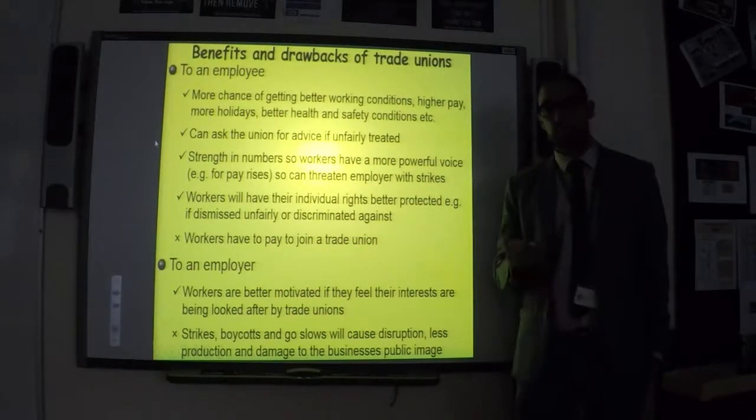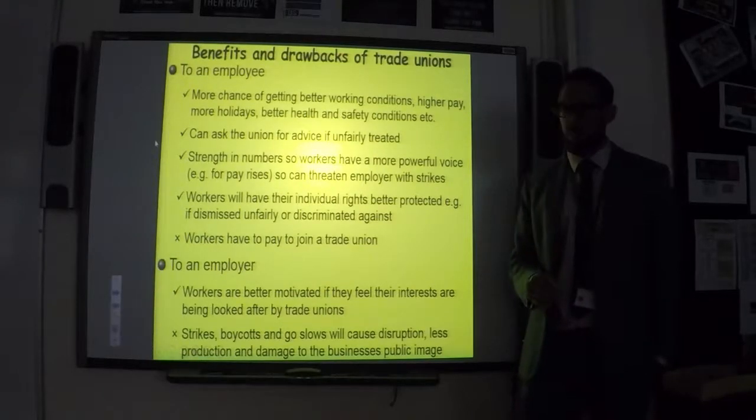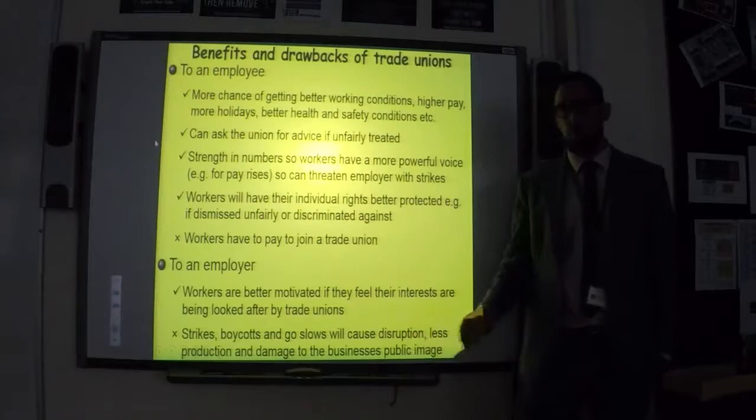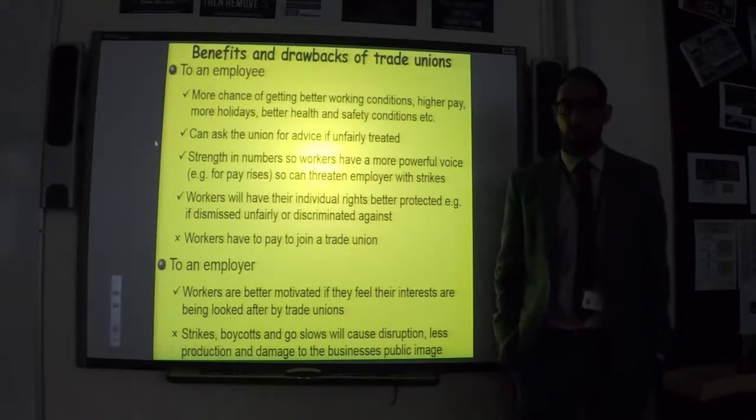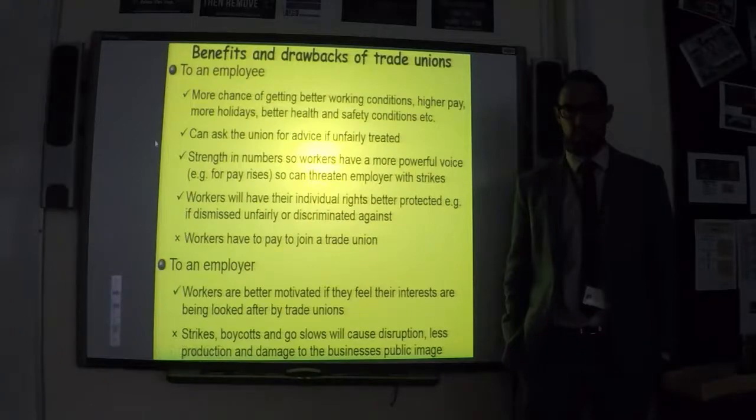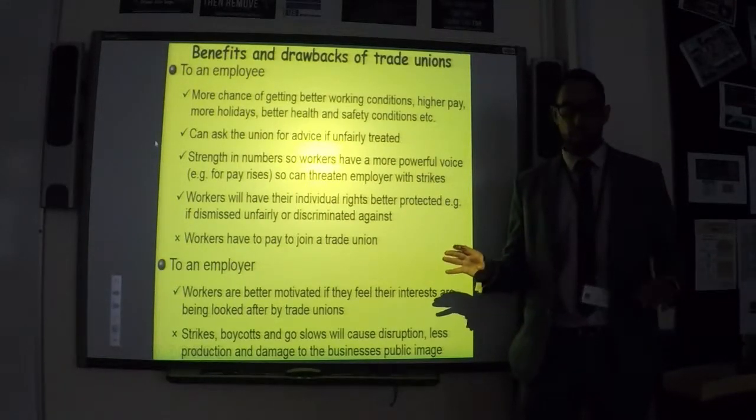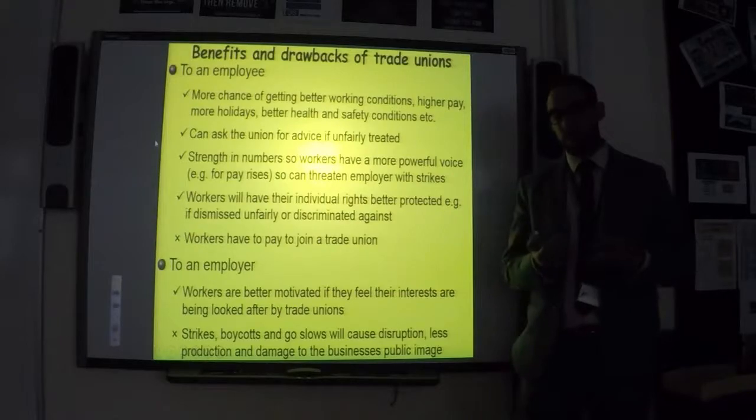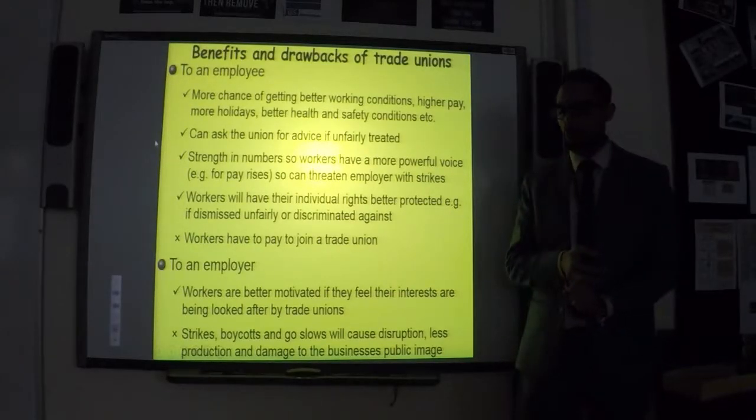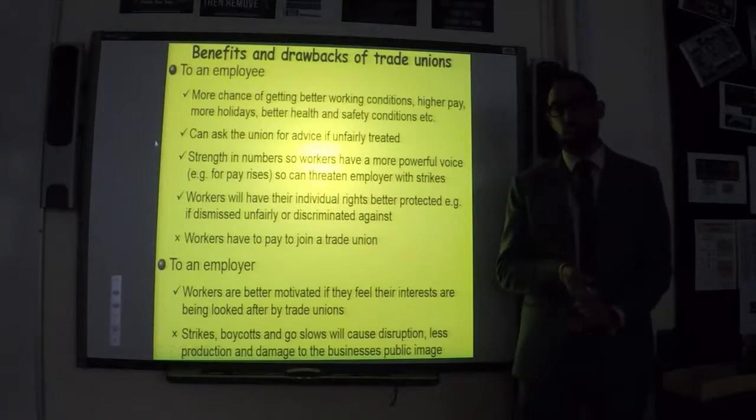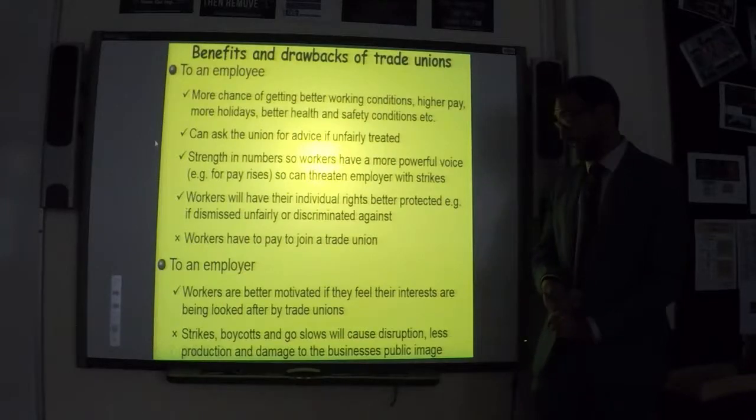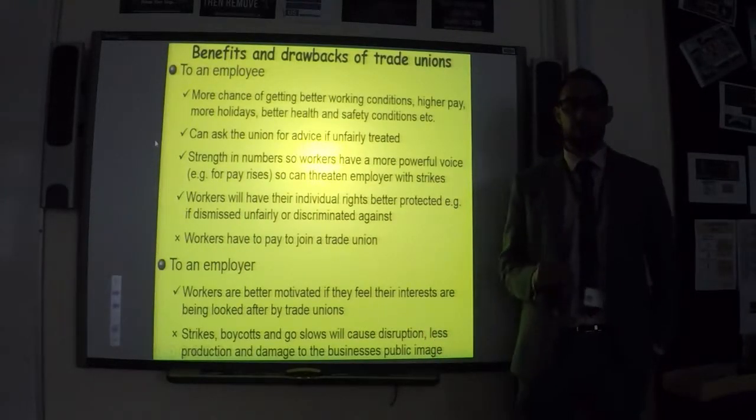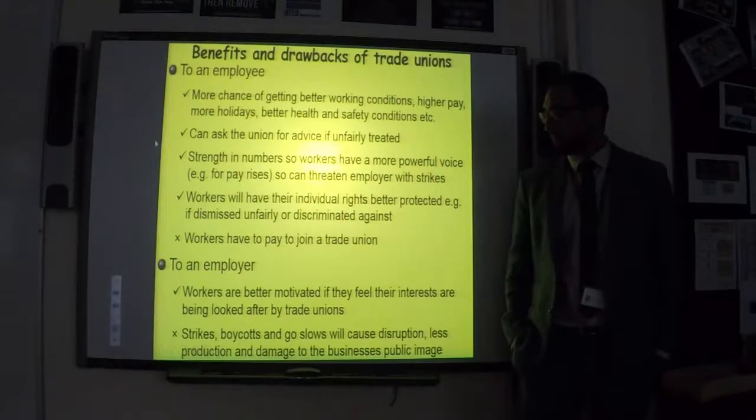However, there is a massive, massive drawback of trade unions to the business, and that is striking. Now, if all of your workers decide they are not going to come in and they are going to strike because they're unhappy with the pay, that is going to cause massive problems to your business. You're going to have no staff. And if you have no staff, you cannot open your business, you cannot sell to your customers, you cannot give them customer service, and you're going to have some very angry customers, and it's going to do some really bad damage to the reputation of your business. Strikes are bad news to businesses.